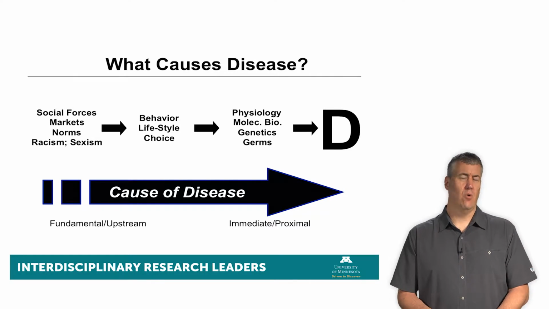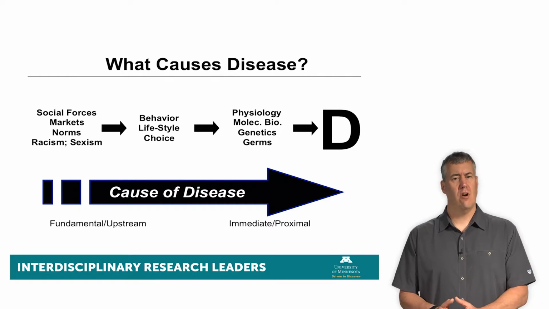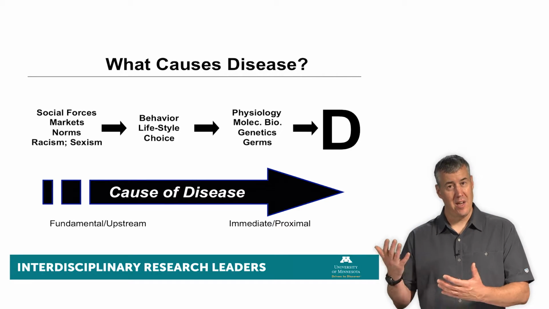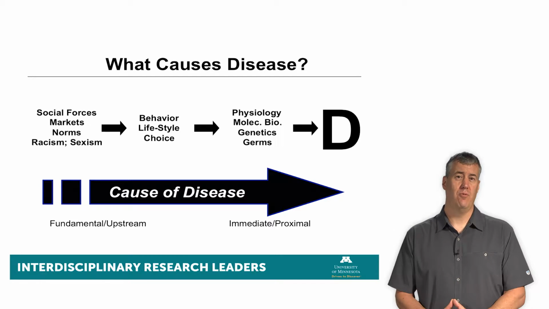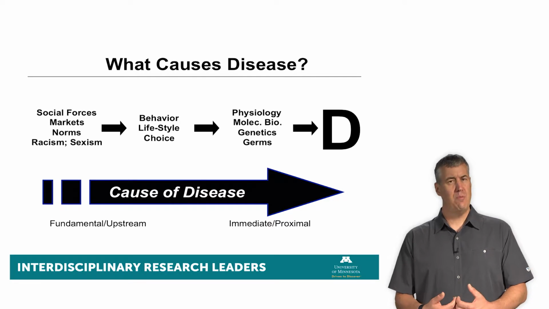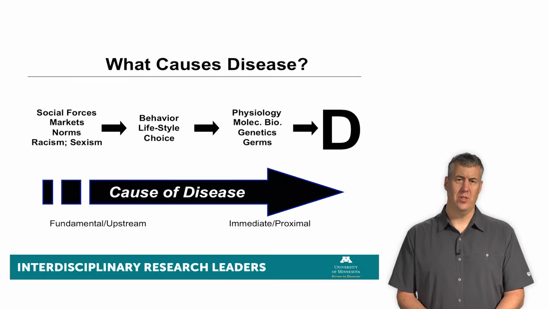That disease or health is caused by all of these things. They just come in a pattern. So we can talk about immediate or proximal causes of disease. I fell off my bicycle, bonked my head, and had a traumatic brain injury, or hopefully nothing bad at all. It's also lifestyle, behavioral choices. It's also social forces, markets, norms, sexism, racism, all the things we might think as fundamental or upstream causes of disease. The answer is yes to all of these things, and where we focus our attention is a matter of choice. We ought not privilege one over the other.